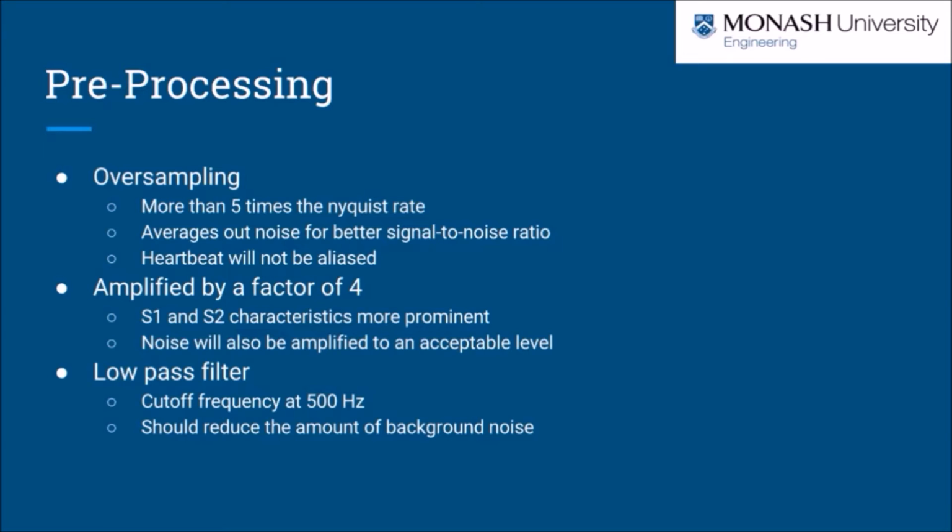After this collection process, we then amplified the PCM values by a factor of 4. This makes the S1 and S2 characteristics of the heartbeat more prominent. However, noise will also be amplified, but we pass it through a low-pass filter with a cutoff frequency of 500 Hz in order to reduce the amount of background noise.